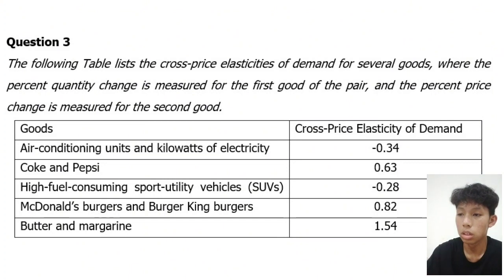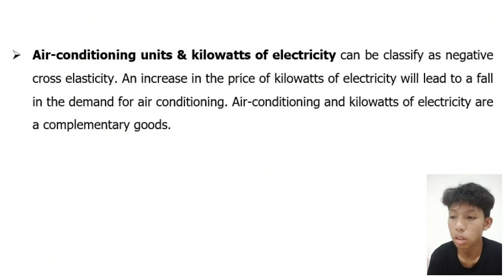So in this question 3, we're going to explain the sign of each of the cross price elasticities. What does it imply about the relationship between two goods in question? So for question number 1, which is air conditioning units and kilowatts of electricity, both of these things can be defined as complementary goods, because when people buy air conditioning units, they will also have to pay for electricity.